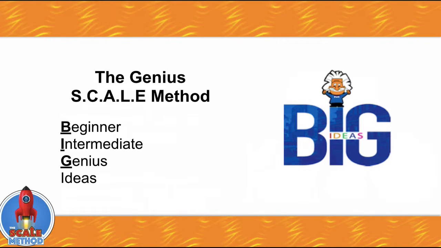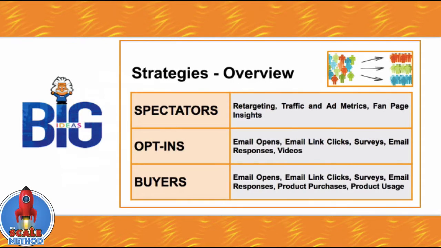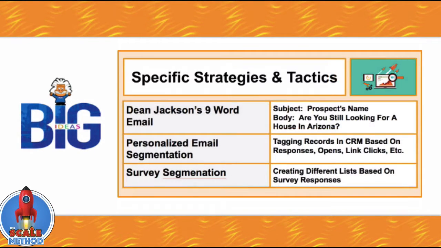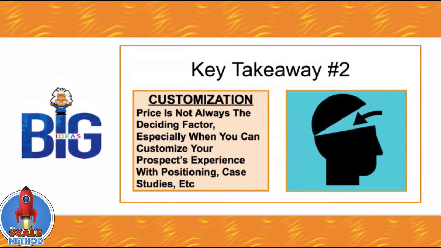Also along the way, we're going to give you big ideas. And this is beginner, intermediate, and genius. See, what we do is we give you the PowerPoint presentation associated with that step to say, okay, here's the strategy overview. Here's what you want to take a look at from the 10,000-foot view. Now, as we get more granular, here's specific strategies and tactics to use for each step.